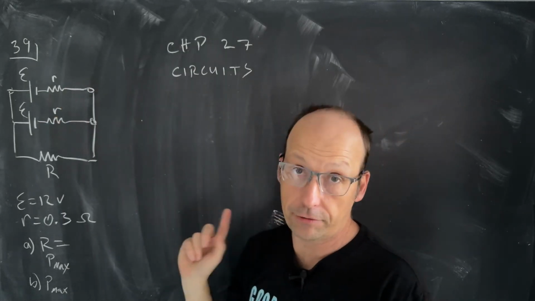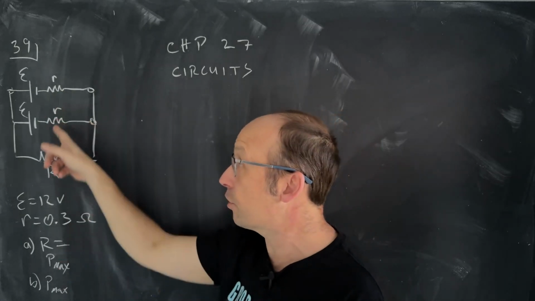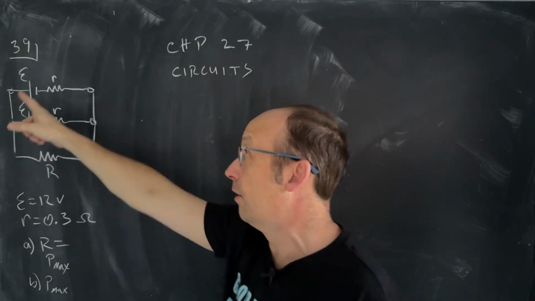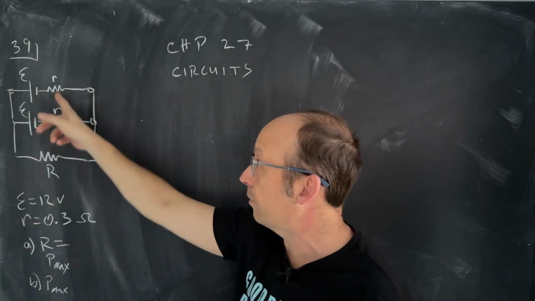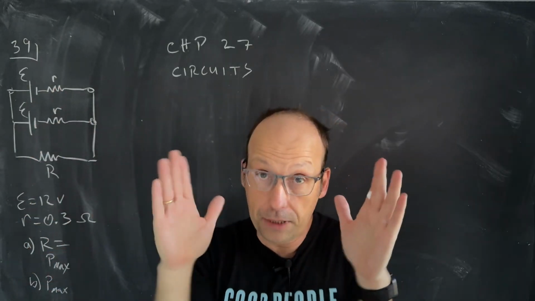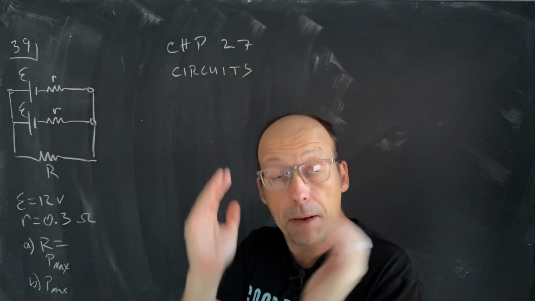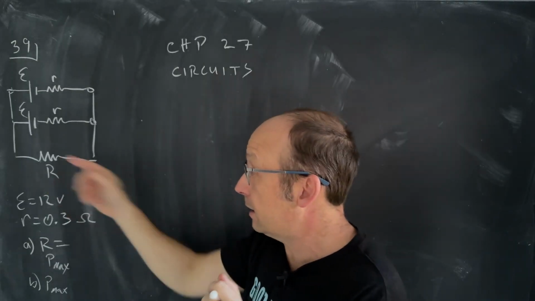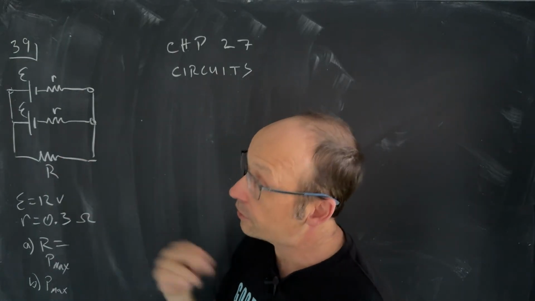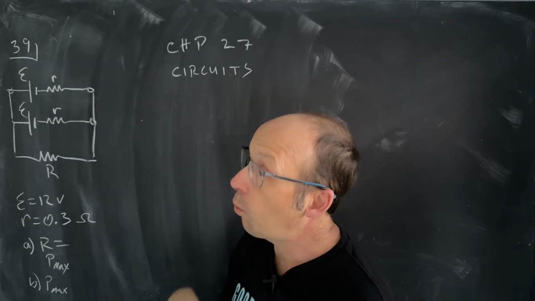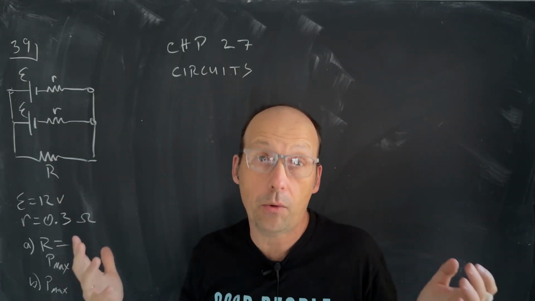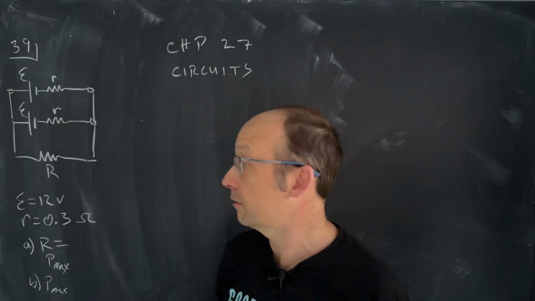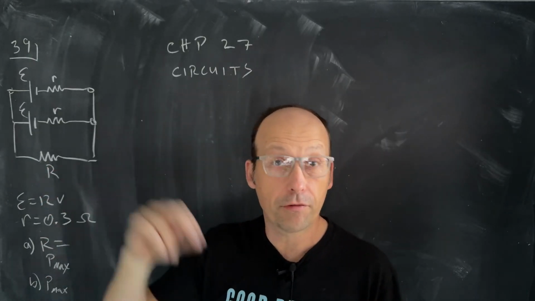There's two batteries, and they have internal resistance, but they're identical batteries. So they have an EMF of E, I think they give it as 12 volts, and then an internal resistance of 3 ohms. And they're hooked up in parallel. And the parallel combination of batteries is connected to a resistor R. And so the question is, what value of R will produce the largest power dissipated through that resistor? So we want to find the value of R for the greatest power.